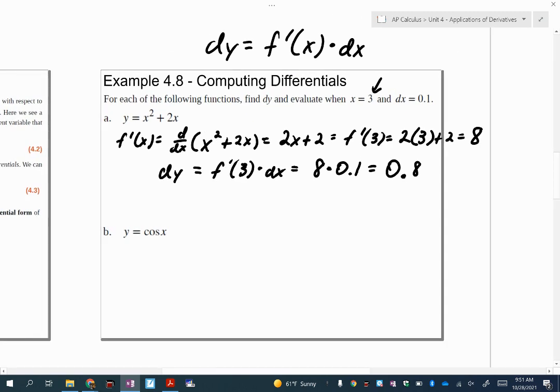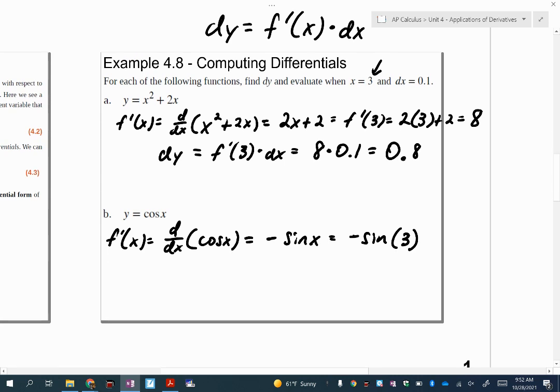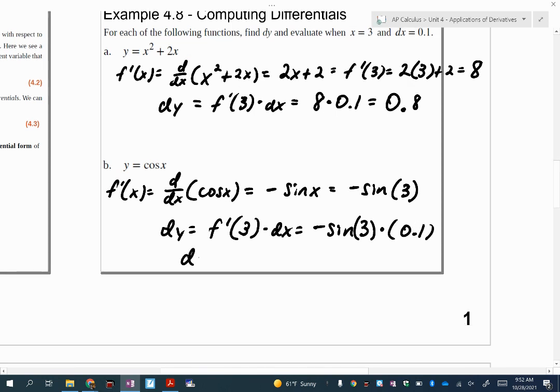Now let's do this one with some trig. I'm going to find the derivative of cosine, d/dx of cosine of x, which we know is negative sine of x, but I am going to plug it in. So I need negative sine of my x, which in this case they chose 3. To find my answer, it's f prime of 3 times dx, which is negative sine of 3 times 0.1. That is the answer. I'm going to clean it up a little bit and put the negative and the 0.1 in front times the sine of 3. So this is the answer for part B.